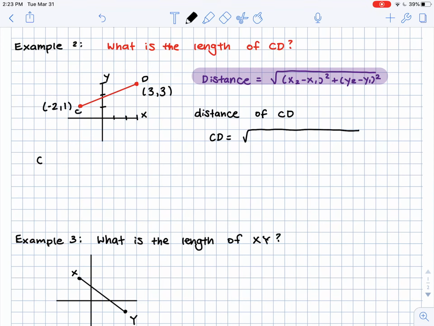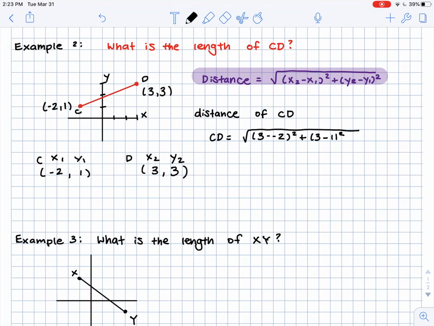Now, using these coordinates, -2, 1, and 3, 3, we have our x1, our y1, our x2, and our y2. And we could plug these in. So x2 minus x1 squared plus y2 minus y1 squared.